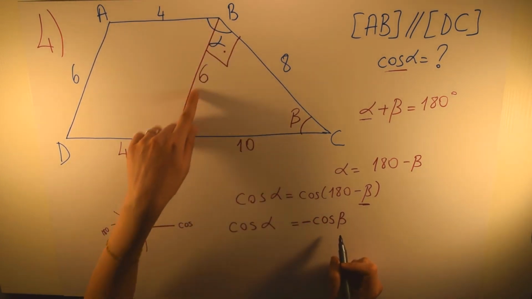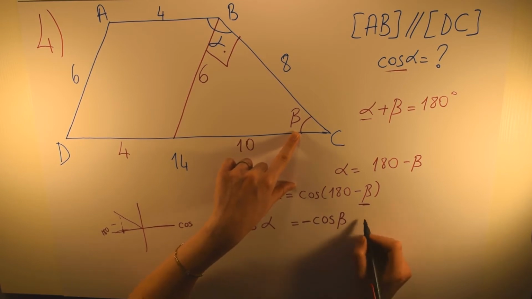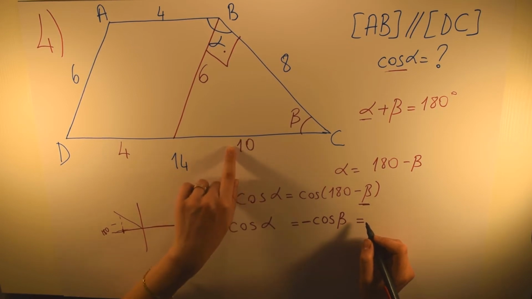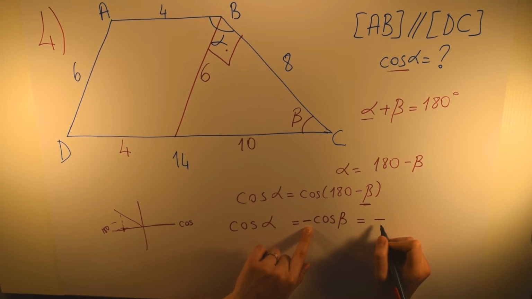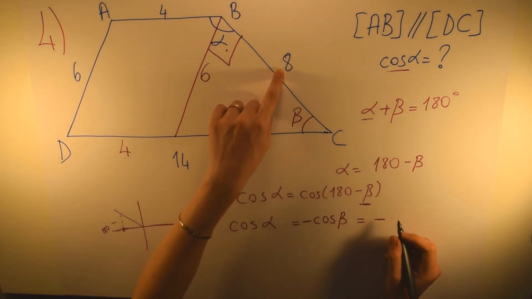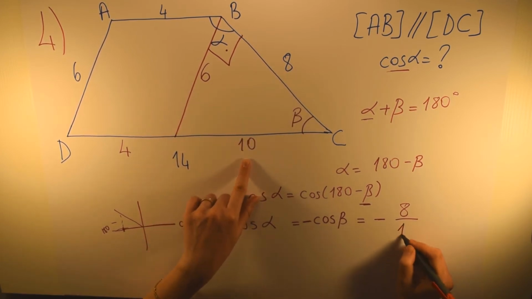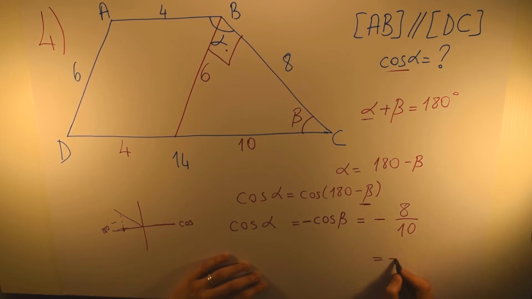So here we have our right triangle, here we have our beta angle, and we know that cosine is equal to adjacent side over hypotenuse. So here it's minus, don't forget this minus sign, and our adjacent side is equal to 8 here over our hypotenuse is equal to 10. So it's minus 8 over 10, or when you simplify this, it's minus 4 over 5. So this is the answer for our fourth question.